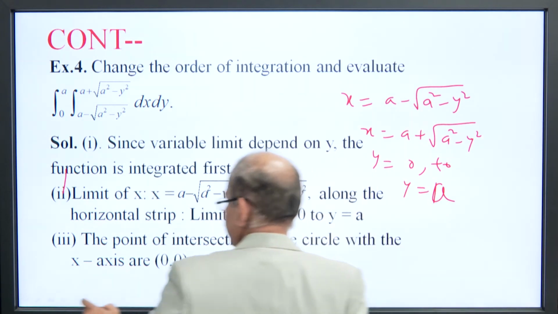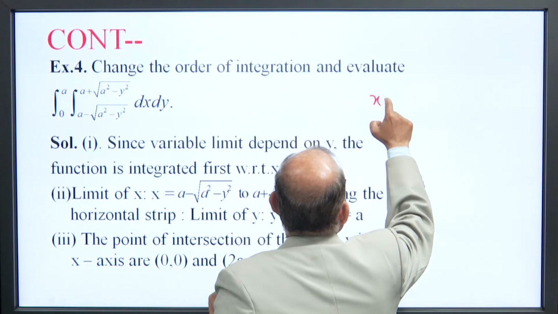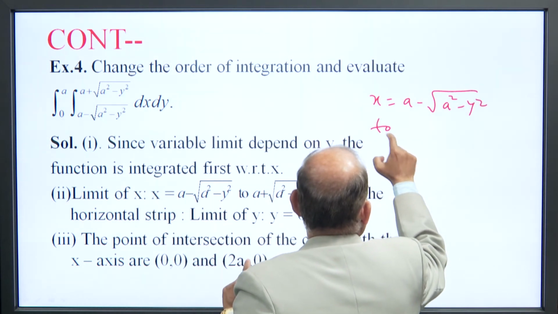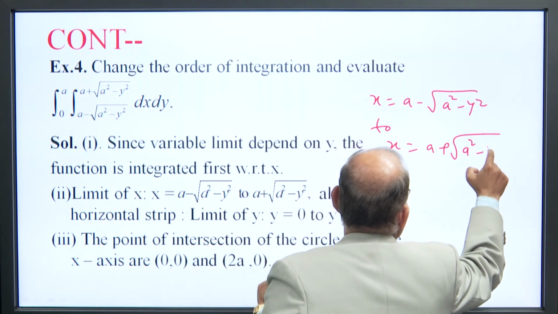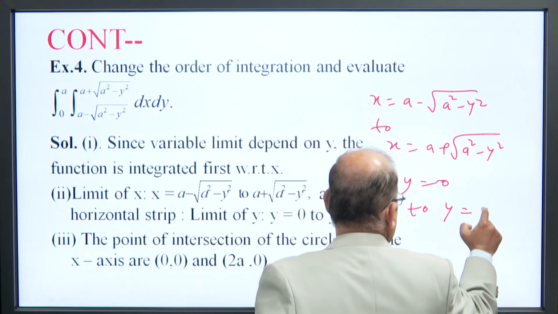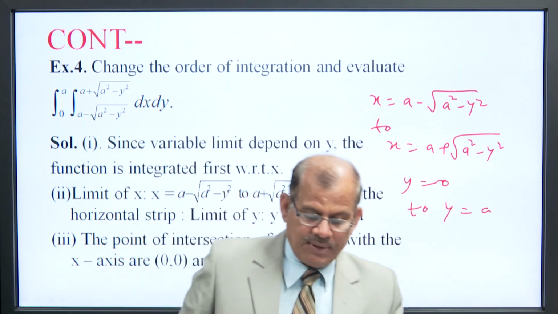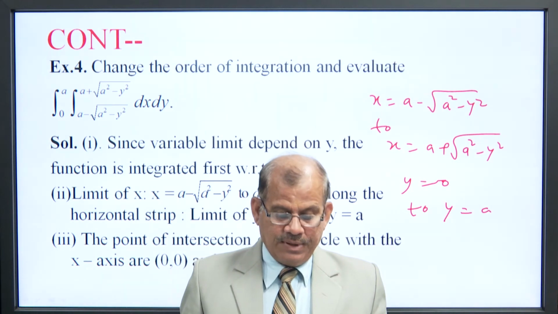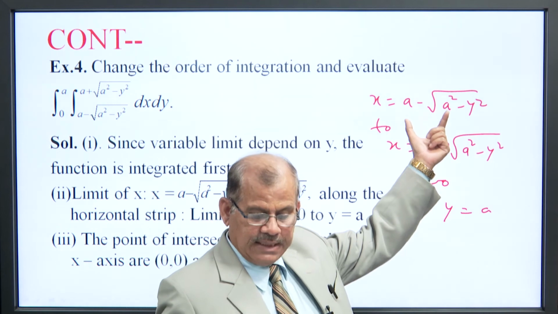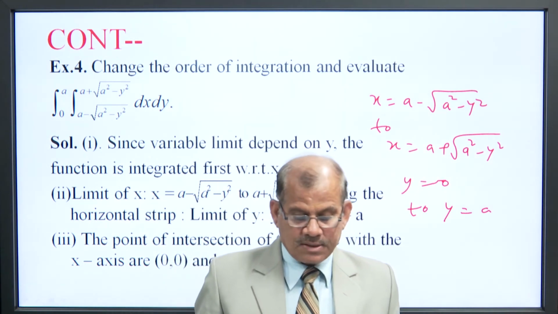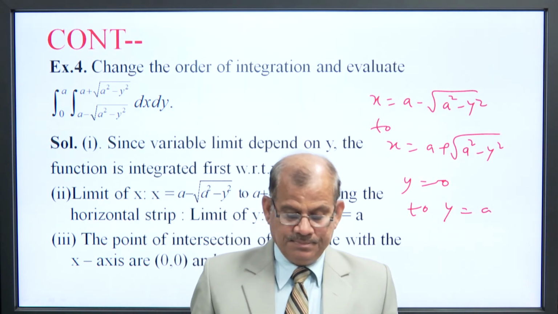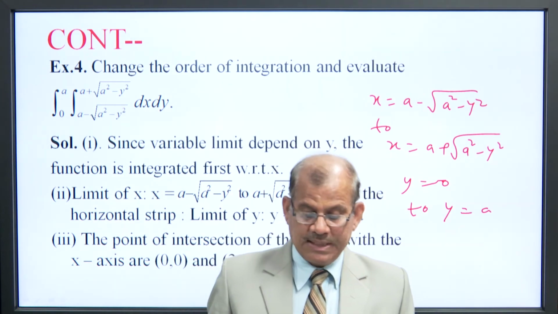The lower limit of x is a minus root a square minus y square, to the upper limit of x, a plus root a square minus y square, and the lower limit of y is 0 and the upper limit of y is a. Since the variable limit depends on y, the function is integrated first with respect to x. We have already mentioned the limit of x along the horizontal strip, and the limit of y is y is equal to 0 to y is equal to a.